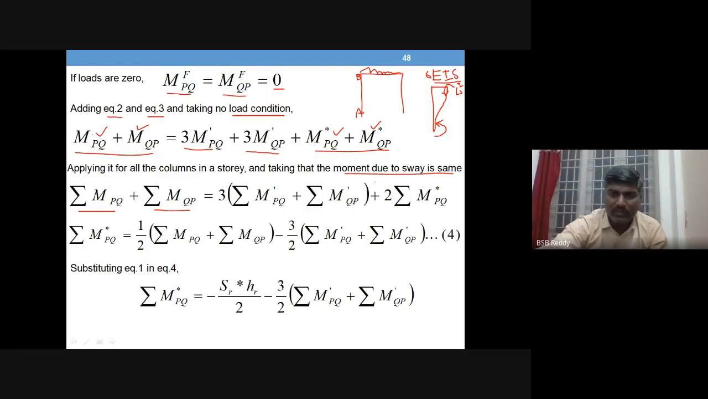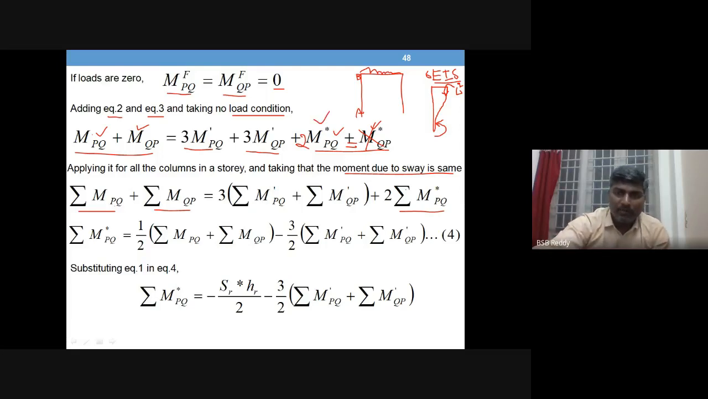So the same in value. So I will simply write 2 times this. I can write 2 times M star PQ instead of writing M star PQ and M star QP because these are the same, M star PQ equal to M star QP. So I can simply write 2 times M star PQ and delete this one and remove that one. So such 2 times sigma M star PQ will be there for all the columns. This is for one column, this is for all columns.